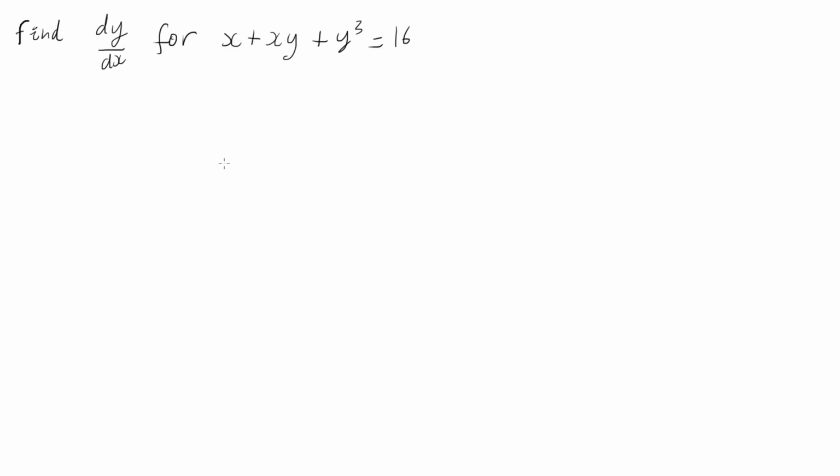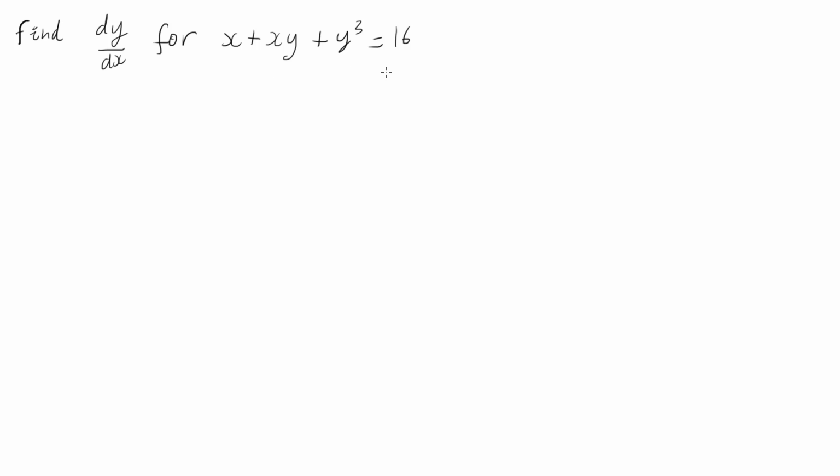Hi, in this video I'm looking at finding the derivative dy/dx for this equation here: x plus xy plus y cubed equals 16. Now this is a relation because x and y are so tightly integrated that we wouldn't be able to get this in terms of just y equals stuff. So we need to use a process called implicit differentiation.